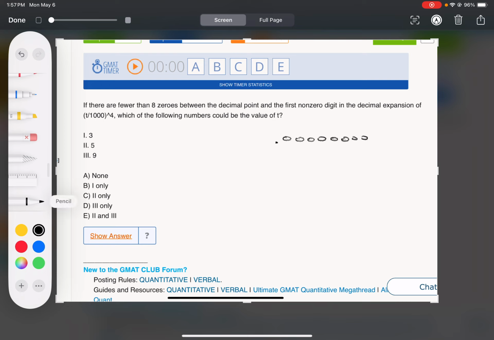Okay. Now we're given t over 1,000 to the fourth, so it's t over 10 to the third to the fourth, of course, right? So it's t to the fourth over 10 to the 12. So it's like t to the fourth times 10 to the negative 12. Well, 10 to the negative 12, that moves the decimal point 12 spaces. Like, remember middle school when you did this and you filled in with zeros? So I know this will move the decimal point 12 places.